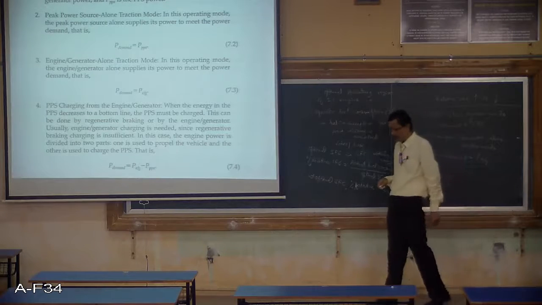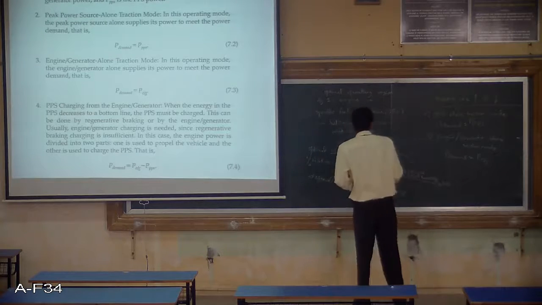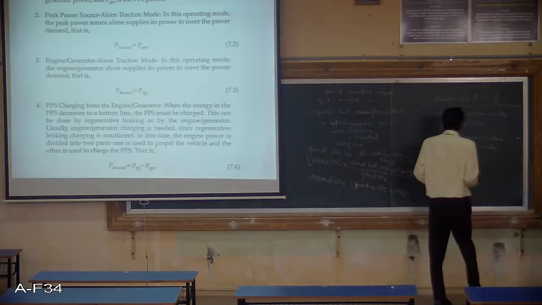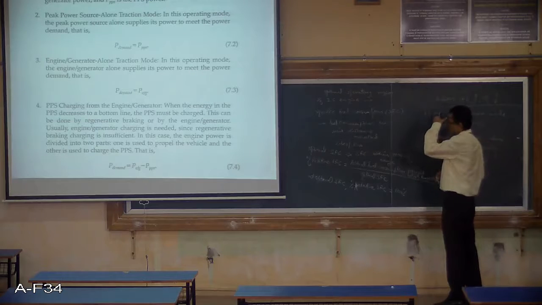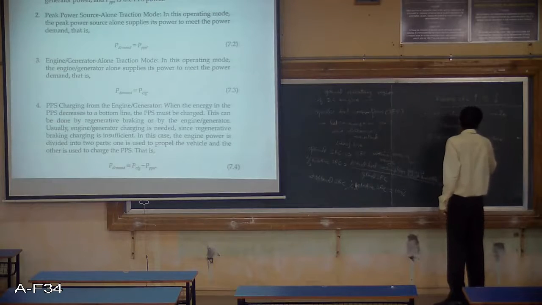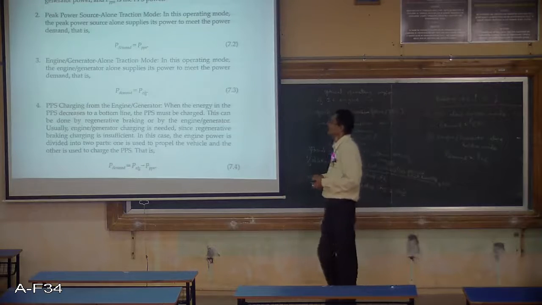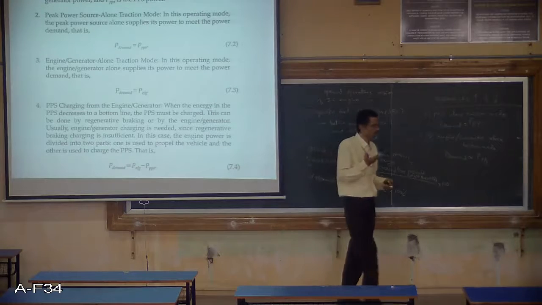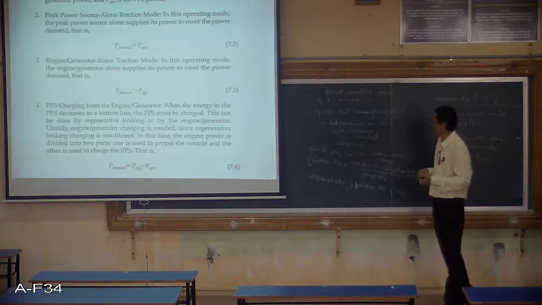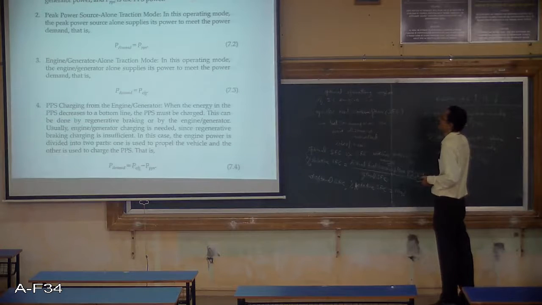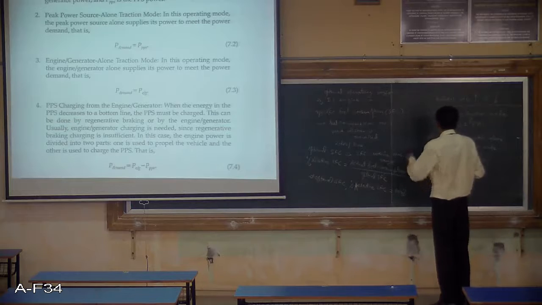So the PPS does not supply any power here, but the power is supplied continuously by the engine or the generator, whatever is connected. Actually, it is not directly connected to the IC engine. The generator itself will supply the power to the motor. So this is the third operating range or operation mode of this hybrid electric vehicle.